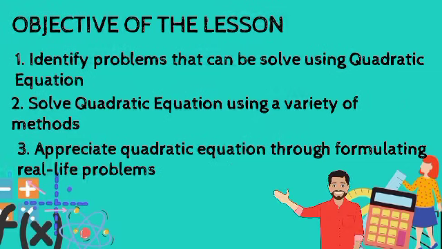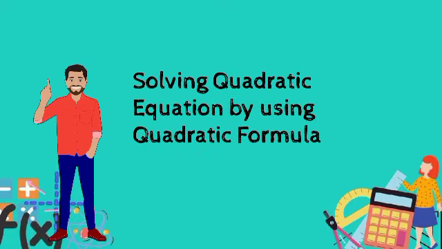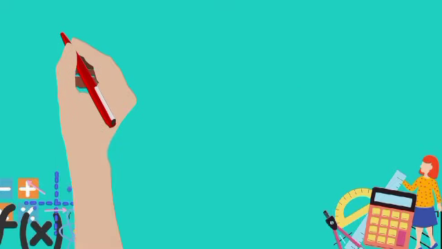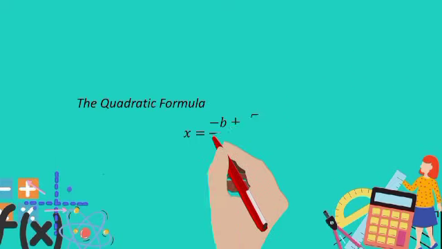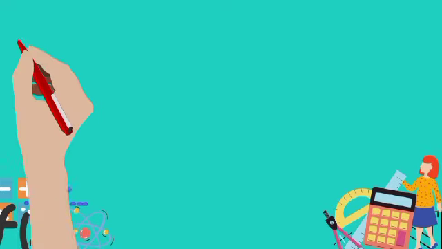For this video, we will learn how to solve quadratic equations by using the quadratic formula. Thus, the quadratic formula is x equals negative b plus or minus the square root of b squared minus 4ac, all over 2a.